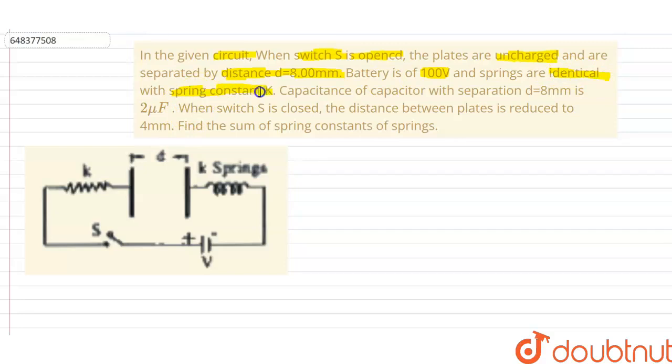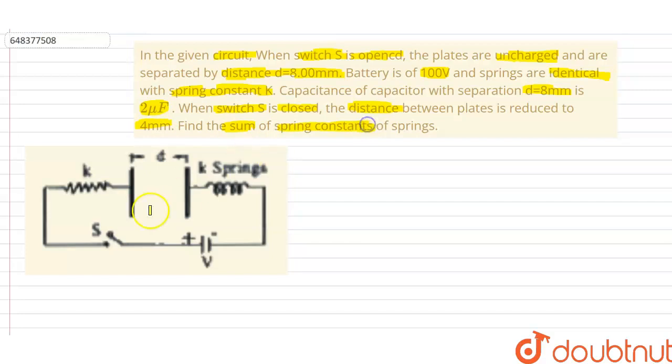Battery is of 100 volt and springs are identical with spring constant K. Capacitance of a capacitor with a separation D equal to 8 millimeter is 2 microfarad. When switch S is closed, the distance between the plates is reduced to 4 millimeter. Find the sum of the spring constants of the springs.